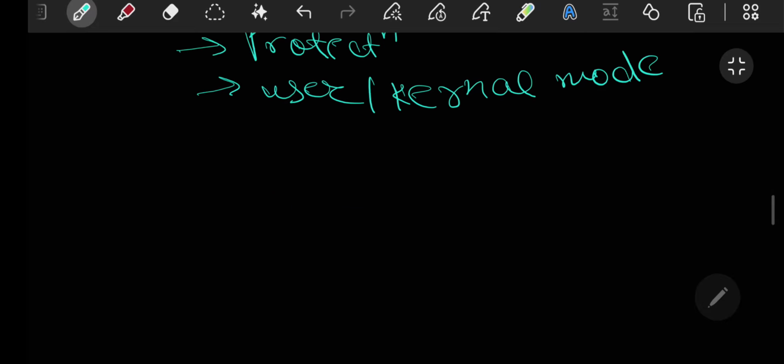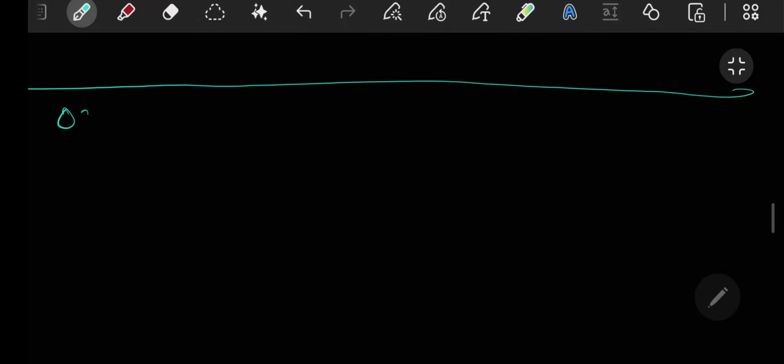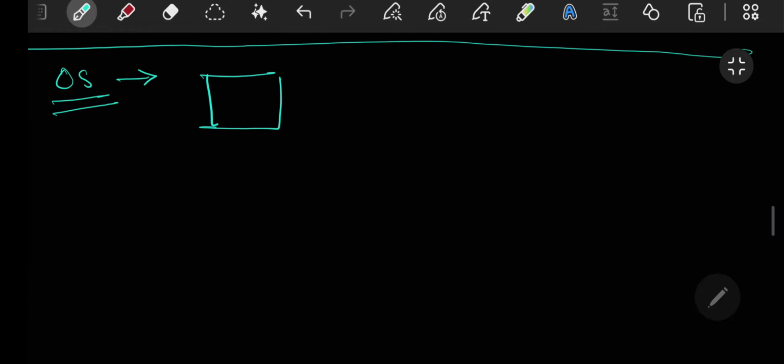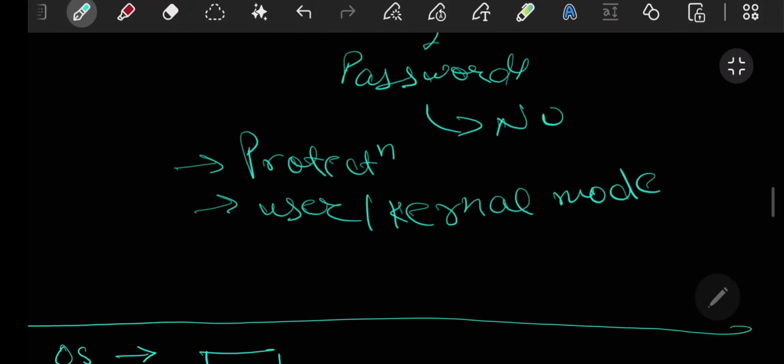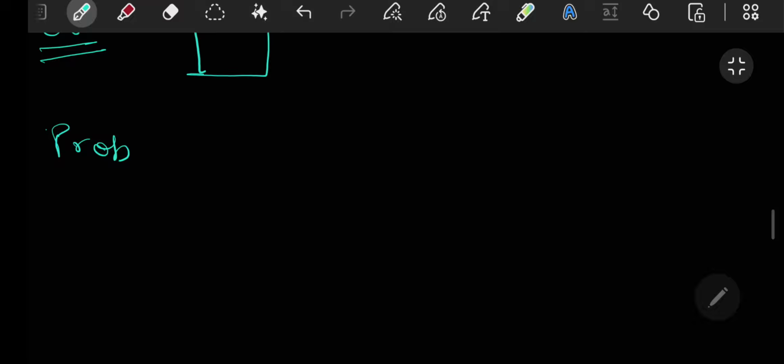So basically, what I told you is operating system. If we buy a computer, we buy its hardware. What if there is no operating system? So basically, there are four problems that are generated from it. Problem one is, how are we going to run a program? How can we run a program?